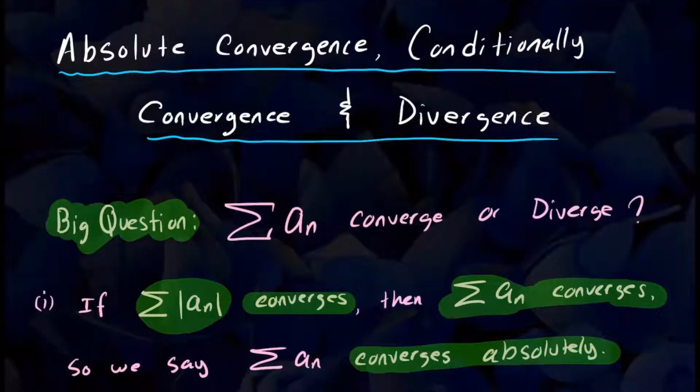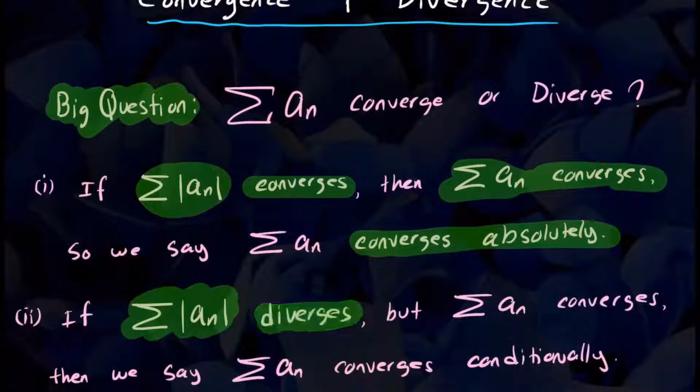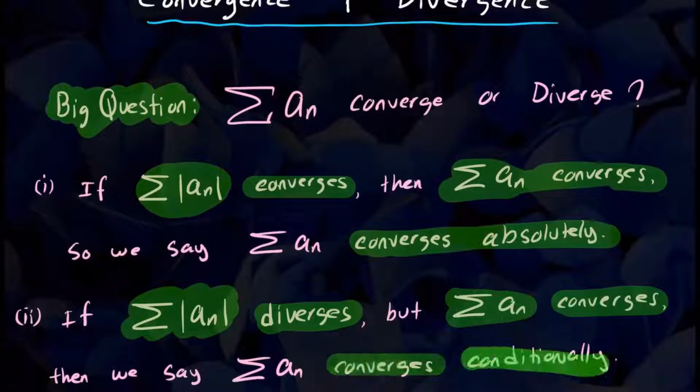The second scenario you can run into is the following. If you take the absolute value of your series, it diverges. But the original series on its own converges. So in absolute value, it diverges, but on its own, it converges. We say then that the series converges conditionally. So it's not absolutely convergent, but it's conditionally convergent.